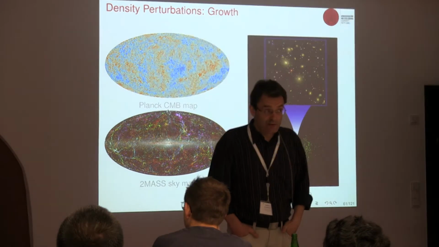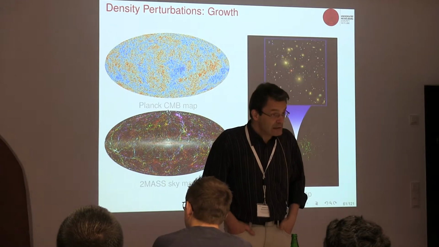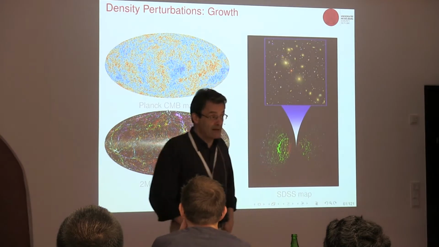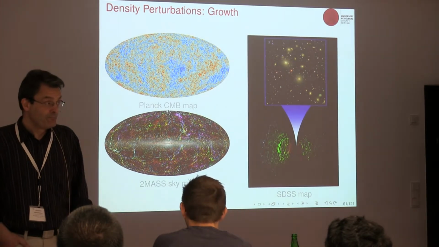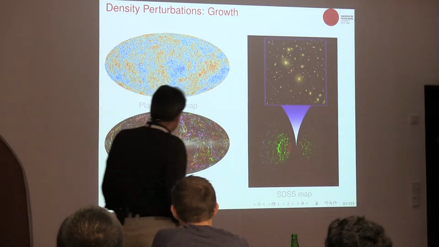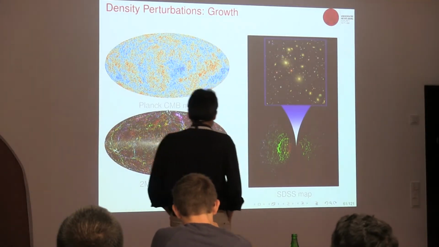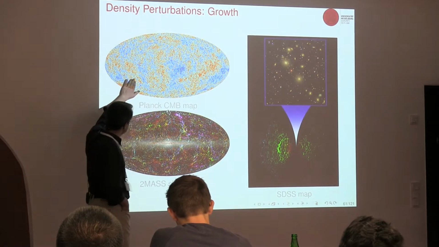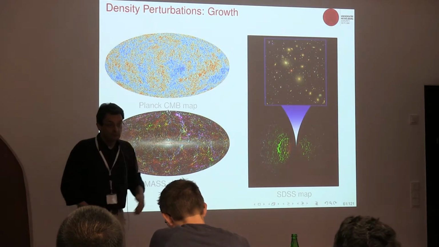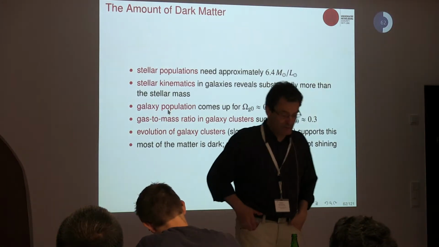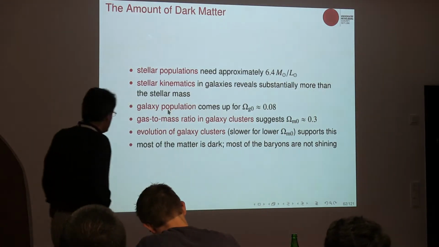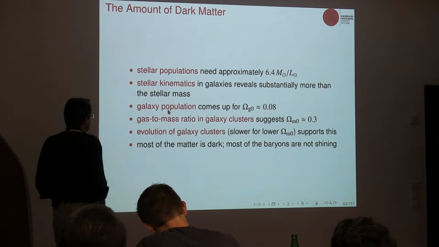Now, of course, the question is, how much of it do we need? We know how many baryons we have, 4% of the critical density. Now, the next question is, how much dark matter would we need in order to get from here to there, and in order to explain a lot of other cosmological observations?